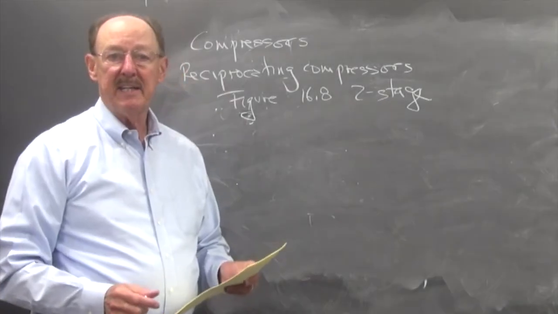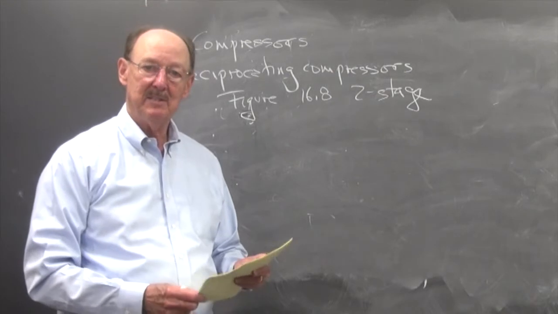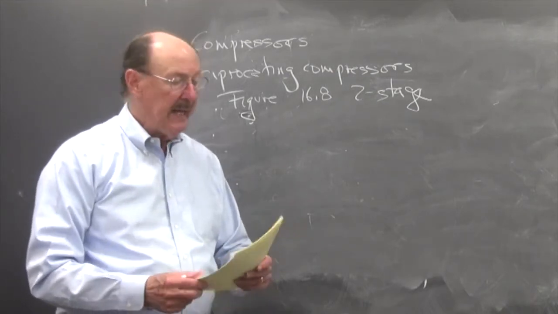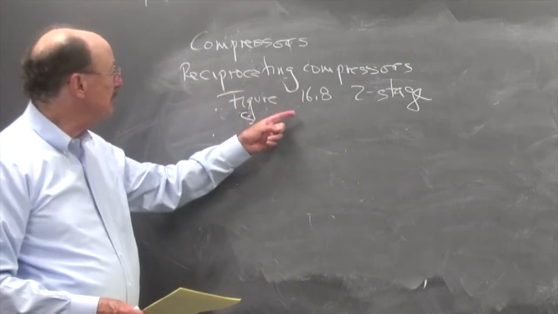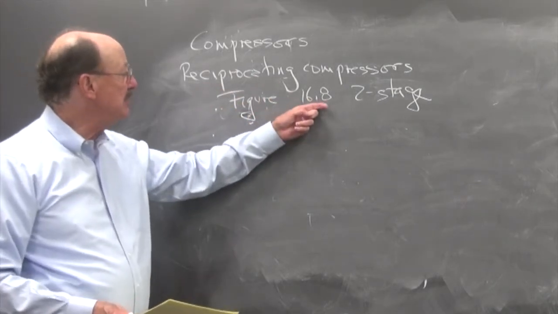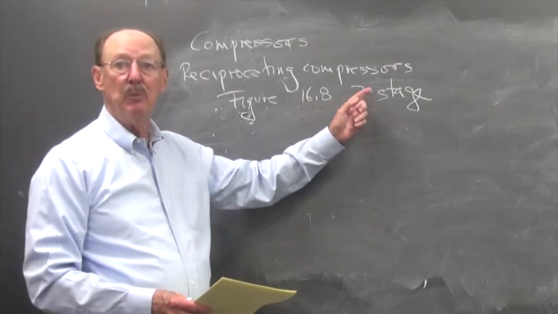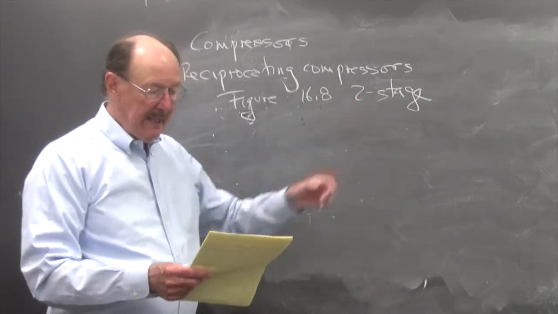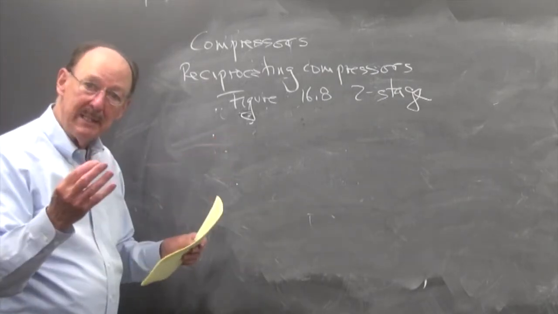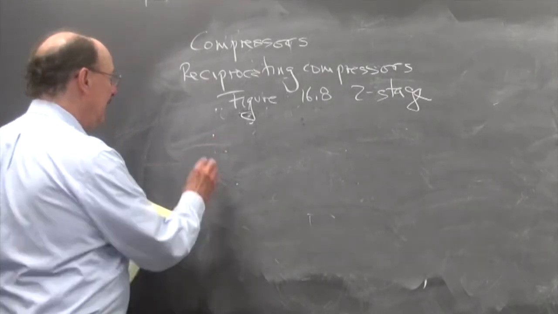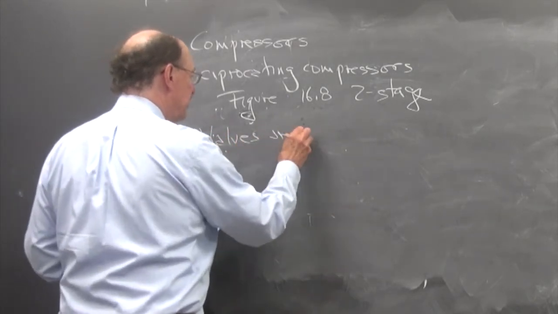What we're going to look at next are compressors, and this takes a little while longer than the thermostatic expansion valve. What we're looking at here are reciprocating compressors, and I refer you to figure 16.8, which shows a two-stage reciprocating compressor with an intercooler in between. One of the things I'd like you to look at is that the valves are flexible discs.